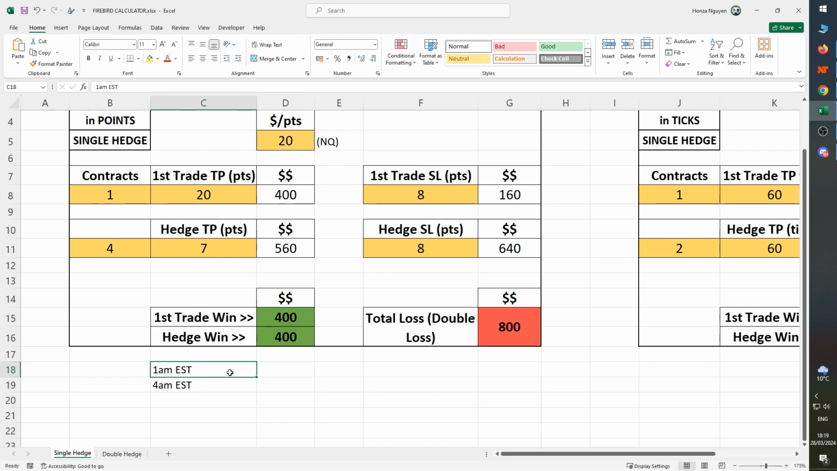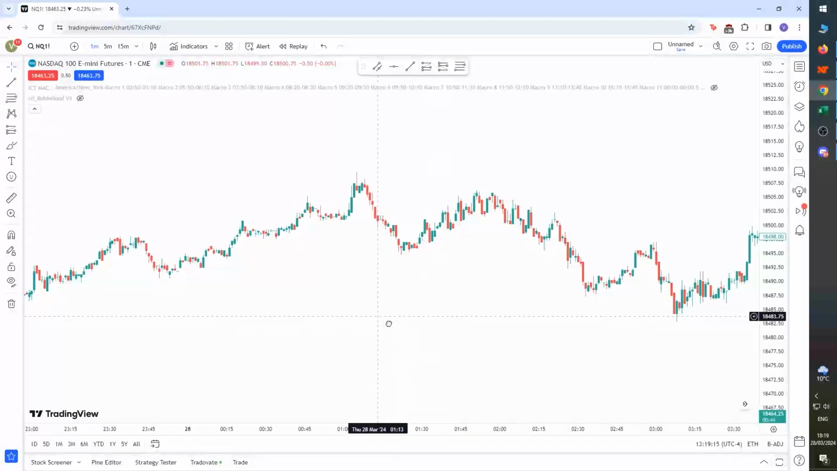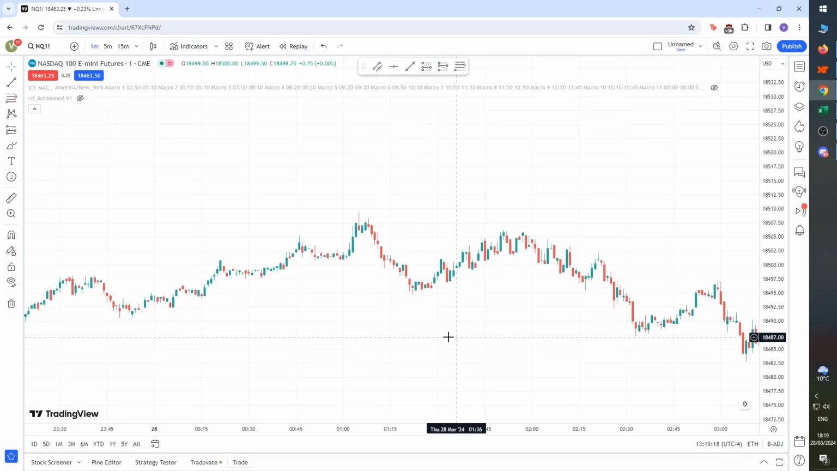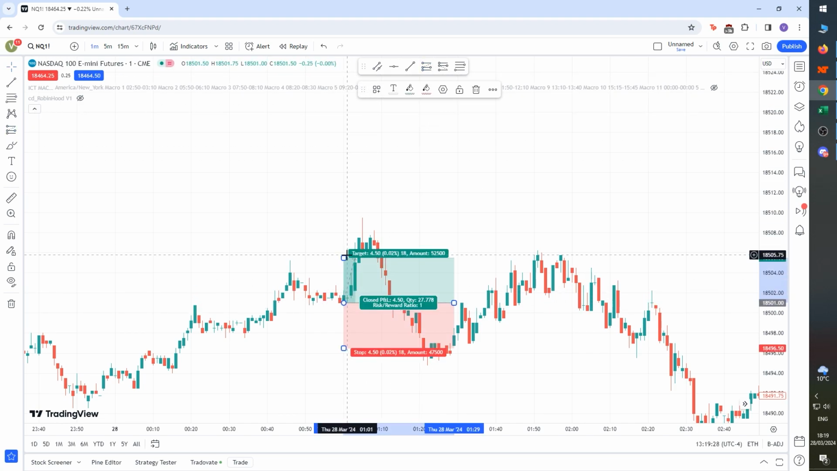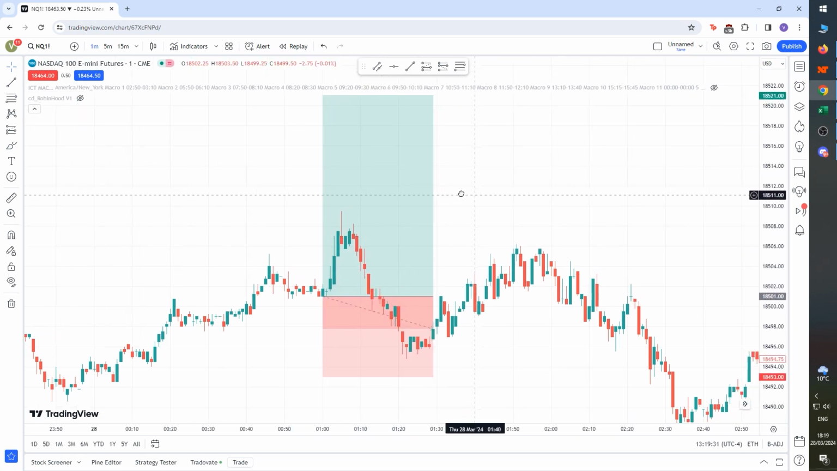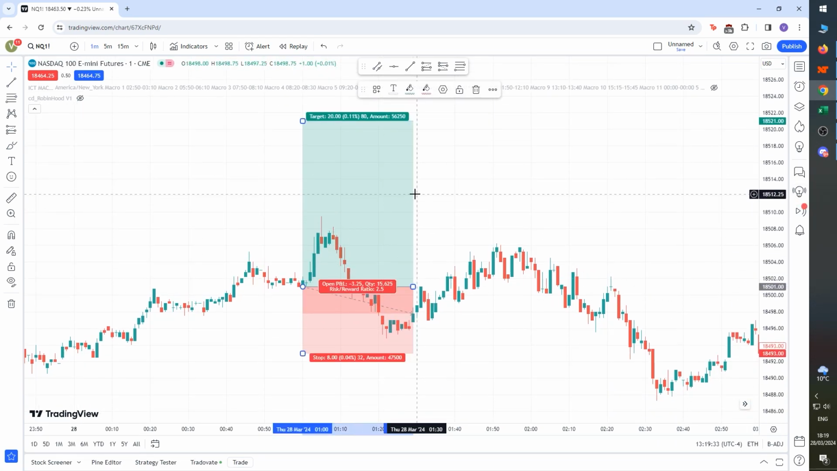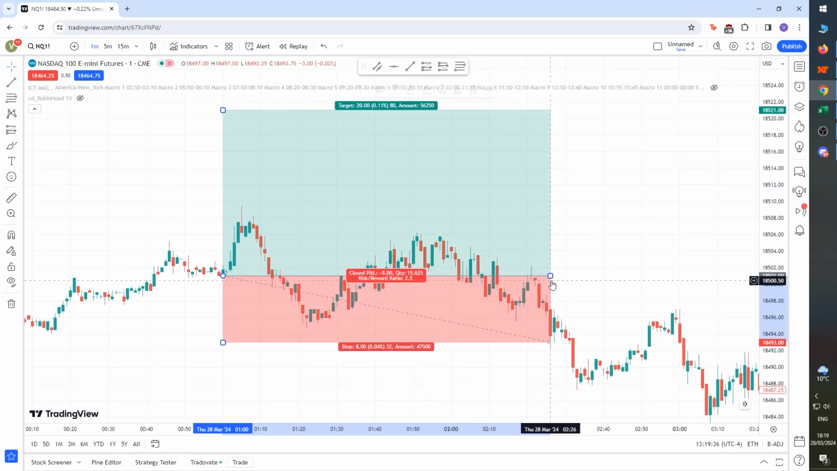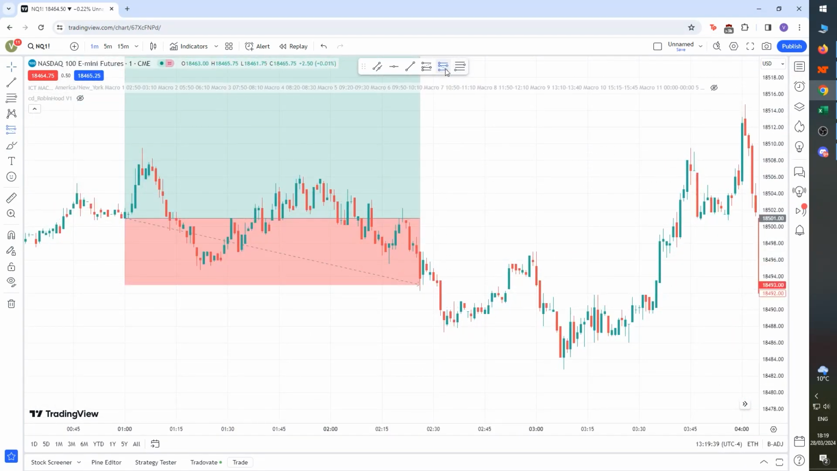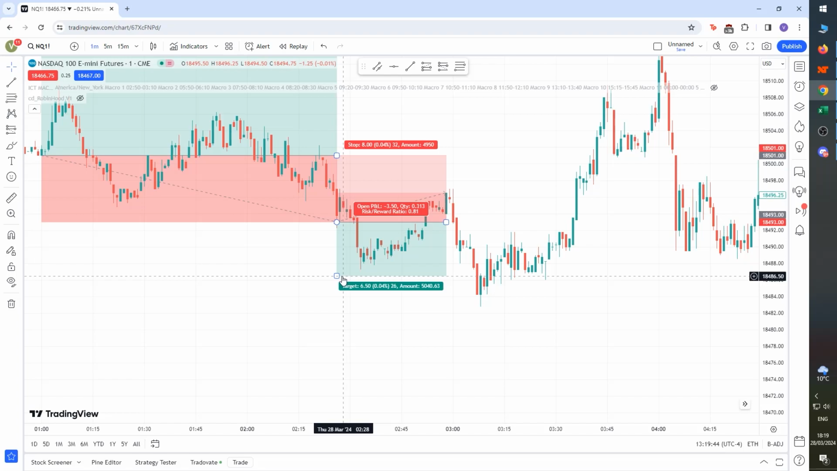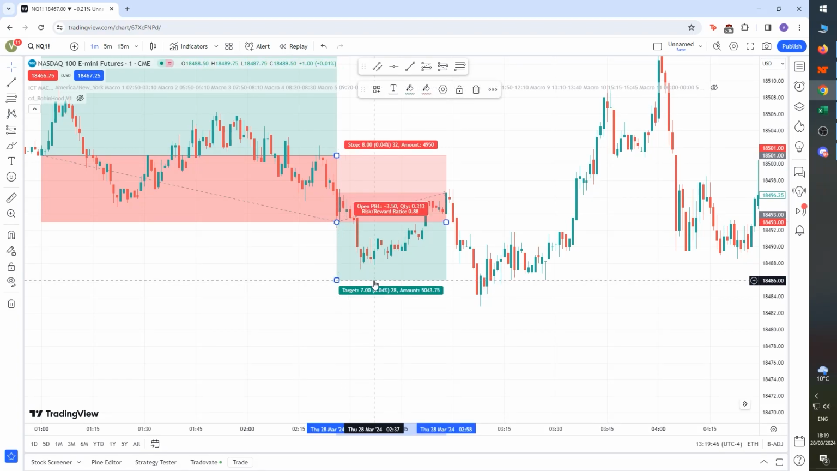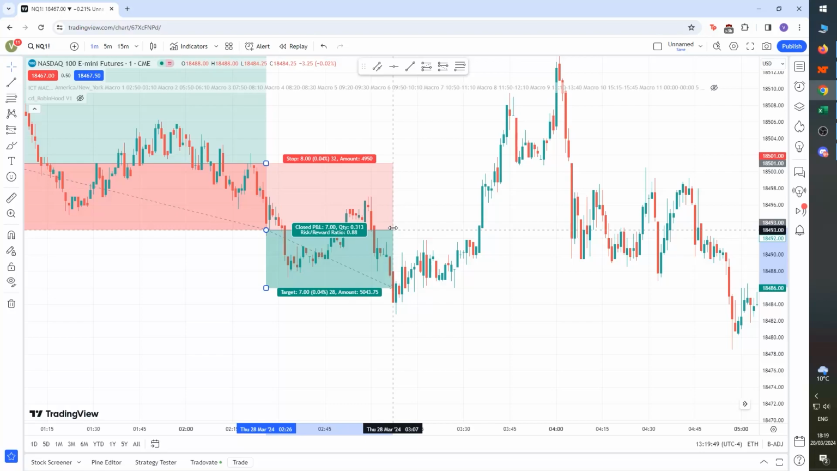So 1 a.m. EST, how it looks like. I think this is yesterday, right? 1 a.m. here, the bot enters at 1 a.m. exactly. So that's my long. And then I got stopped out here, but this is where my hedge comes in. 8 points stop loss and 7 points take profit. Made it here.